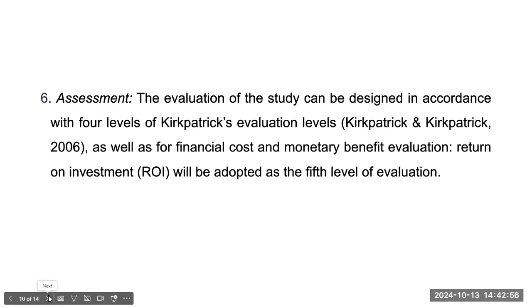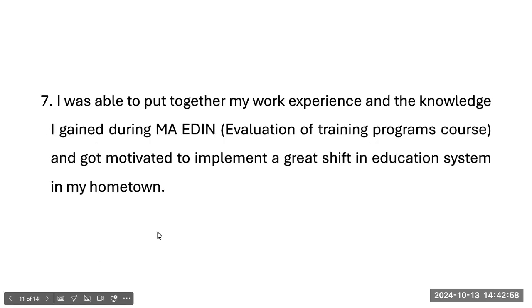And will it be beneficial? That's what I learned. And the last one, as I said, it was transformative for me. I was able to put together my work experience and the knowledge I gained during MA18. As I said, especially the evaluation of training programs course, and I got motivated to implement a great shift in the educational system in my hometown, and it is almost possible. The only thing is to prepare the technological base. It's almost done. We just don't know how to use it correctly. And of course, the teachers and students have to take trainings for that.